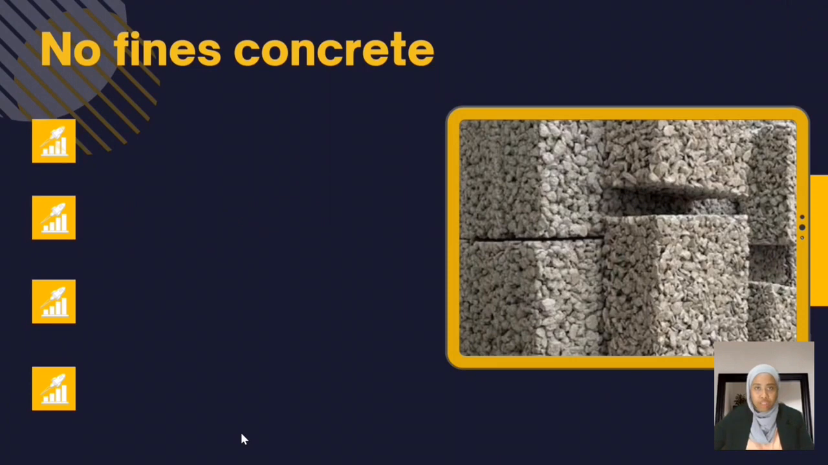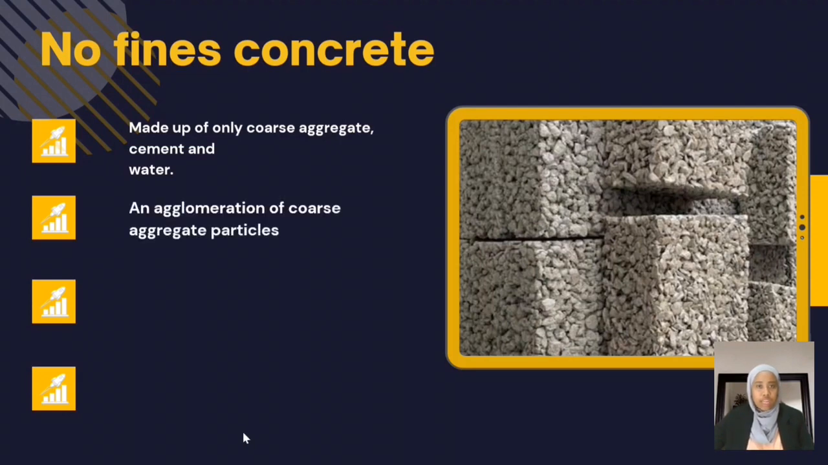No-fines concrete is lightweight concrete made up of only coarse aggregate, cement, and water. There is no sand, as fine aggregate is omitted from the normal concrete mixture. Also, no-fines concrete is an agglomeration of coarse aggregate particles where each is surrounded by a coating of cement paste up to about 1.3 mm thick.